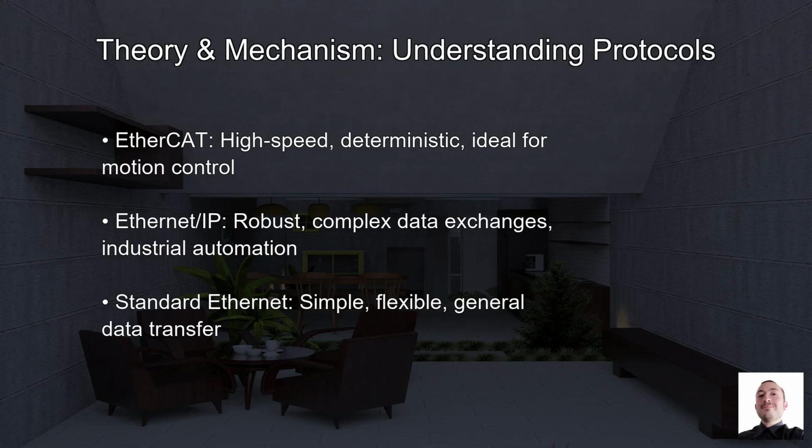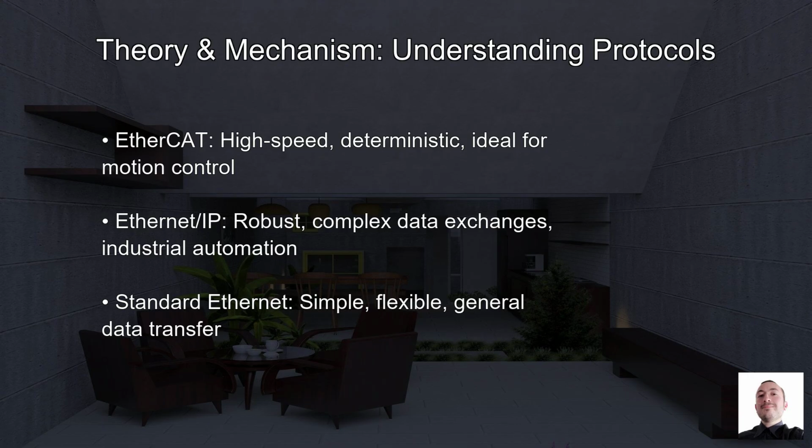Let's dive deeper into the protocols available for your Omron PLCs. When choosing between EtherCAT, Ethernet/IP, and standard Ethernet, it's crucial to understand their distinct mechanisms. EtherCAT is a high-speed, deterministic protocol ideal for motion control applications where precise timing is critical. Ethernet/IP, on the other hand, is widely used in industrial automation for its robust communication capabilities and support for complex data exchanges. Standard Ethernet, while less deterministic, offers simplicity and flexibility, making it suitable for general data transfer tasks.